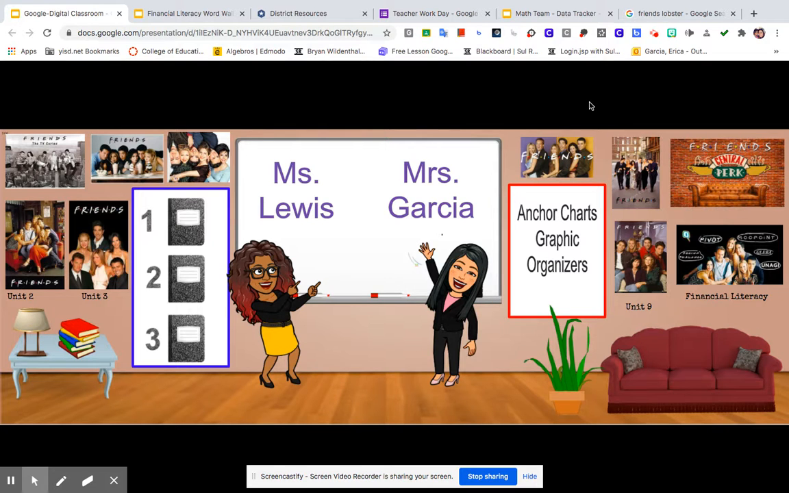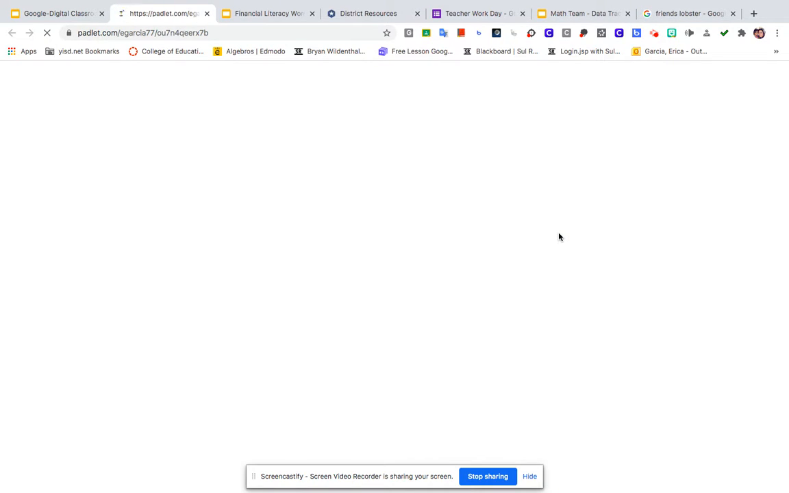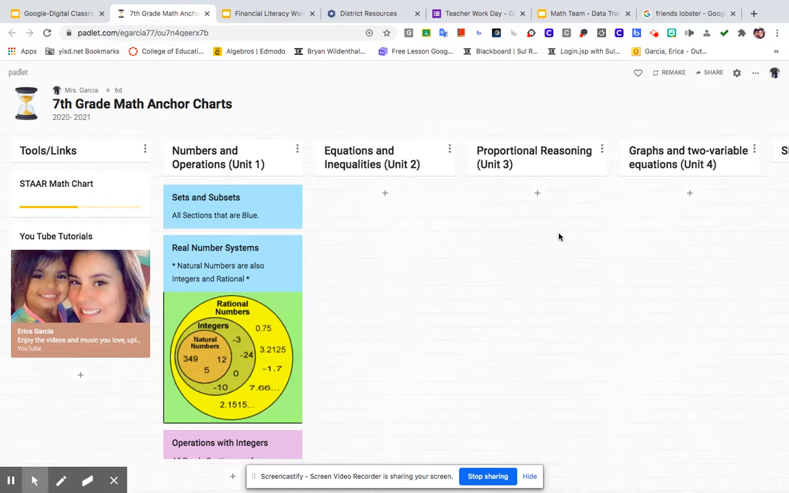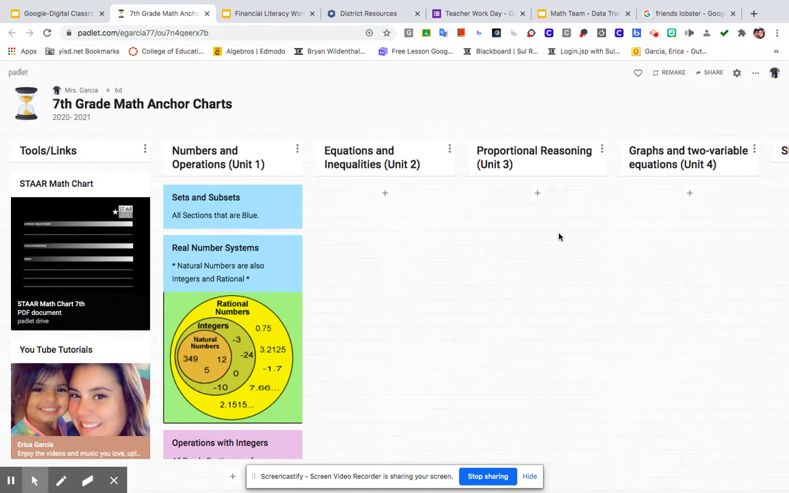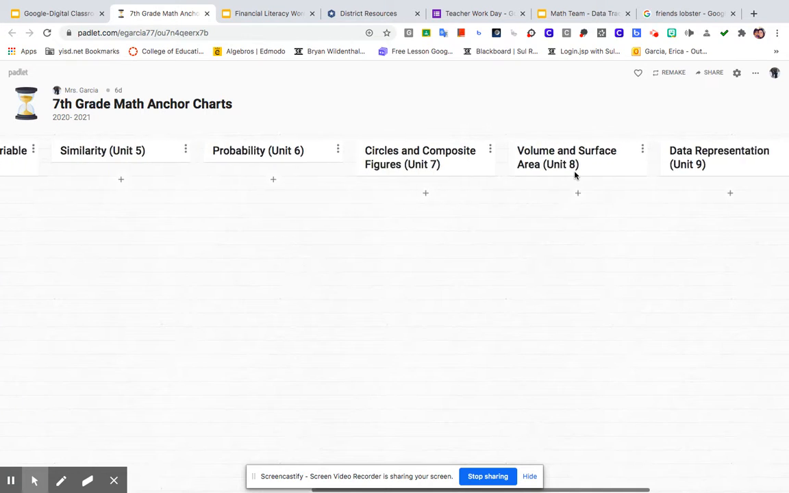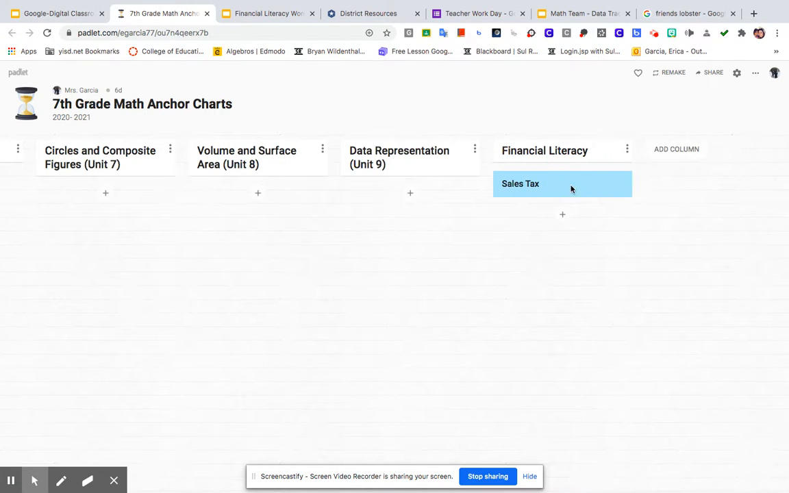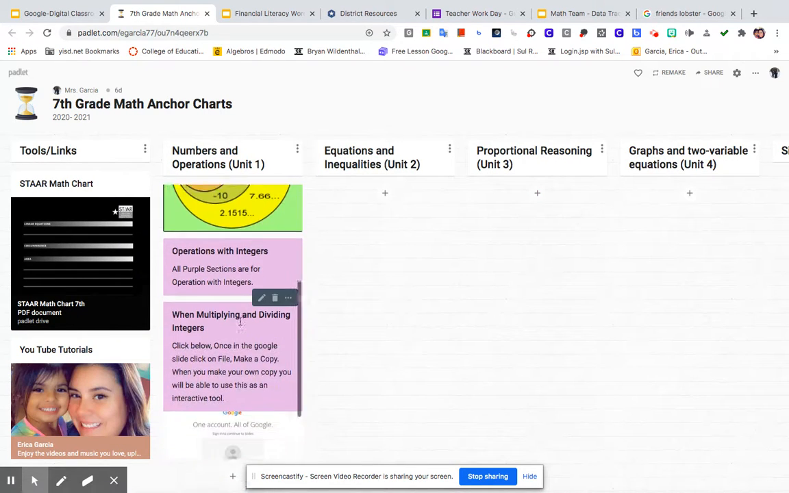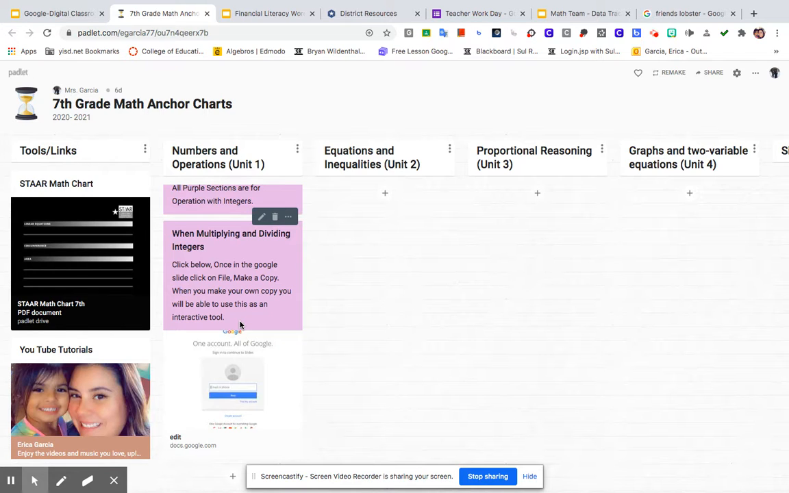Now, the next thing is our anchor charts and graphic organizers. If you click here over here to my right, it's going to take you to a Padlet. And the Padlet is just a place where I'm going to be placing some anchor charts or graphic organizers that are going to help you when working. And we set it up to where it's for each unit. So notice how all of these units are blank. We will add some stuff for financial literacy. And so that way you know exactly, okay, this is the unit we're working on. And so we're going to fill this up as we go.